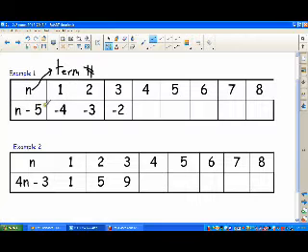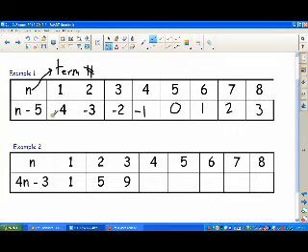Okay, so if I do 1 minus 5, I get negative 4. 2 minus 5 is negative 3. 3 minus 5 is negative 2. And we'll quickly finish filling out this table. So 4 minus 5 is negative 1. 5 minus 5 is 0. 6 minus 5 is 1. 7 minus 5 is 2. And 8 minus 5 is 3.